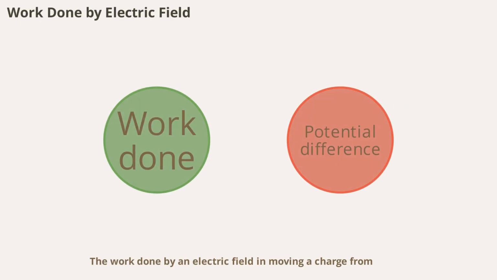Work done by an electric field in moving a charge from one point to another depends on the potential difference between those points. This work is independent of the path taken, depending only on the initial and final positions. Understanding work and energy in electric fields is fundamental for analyzing circuits and energy transfer.